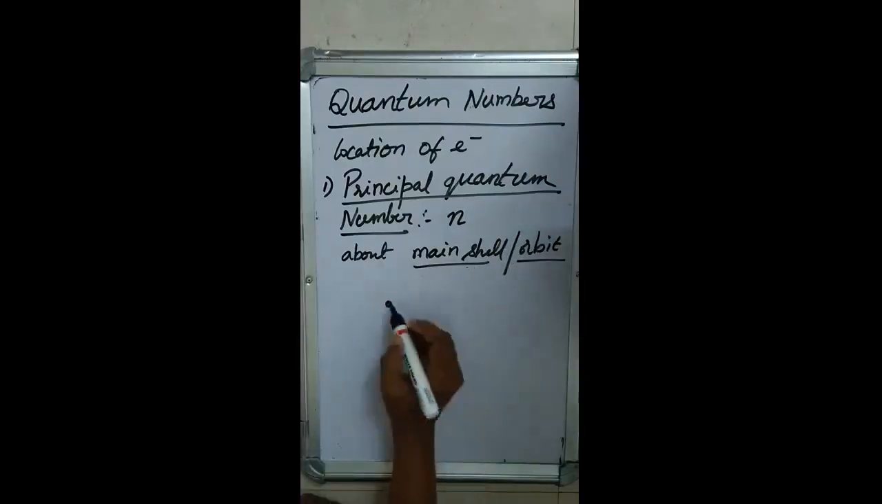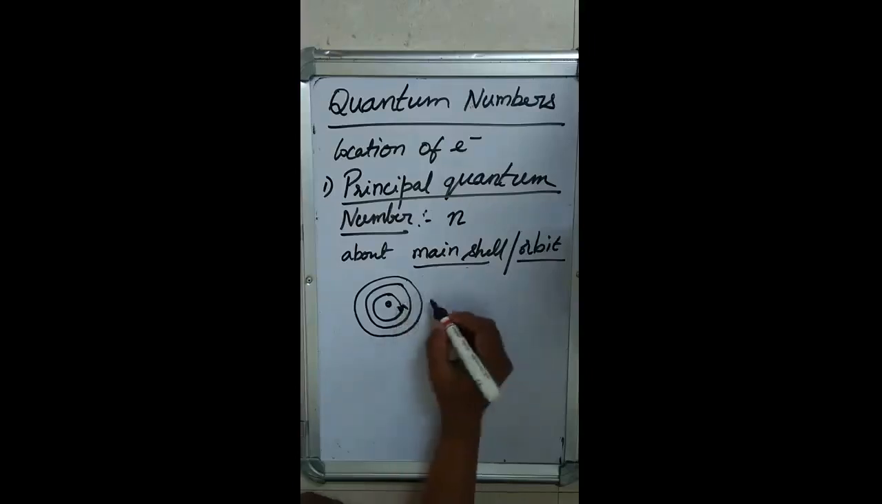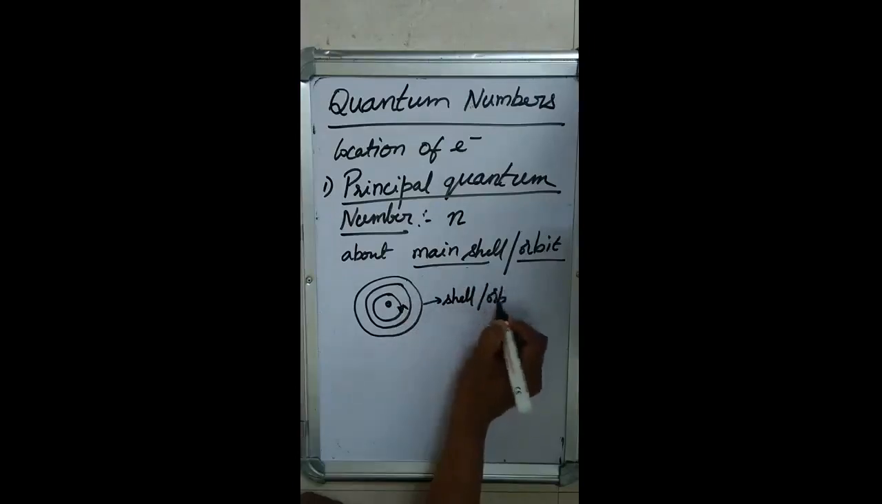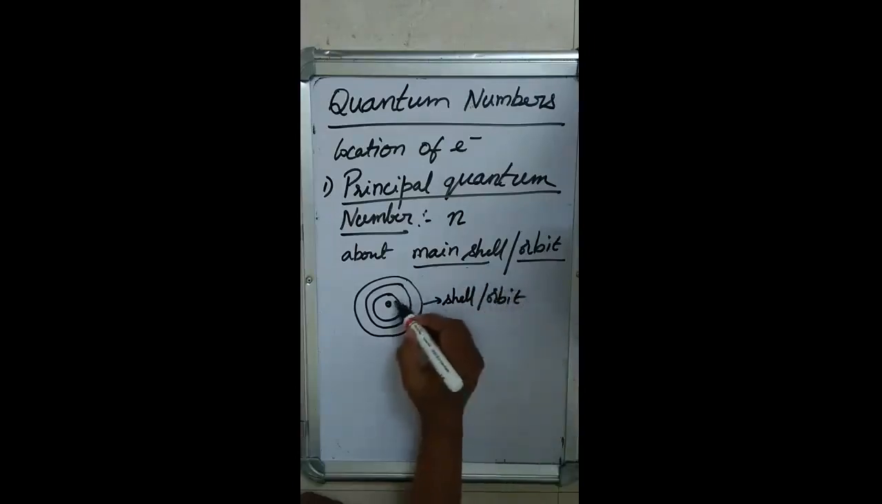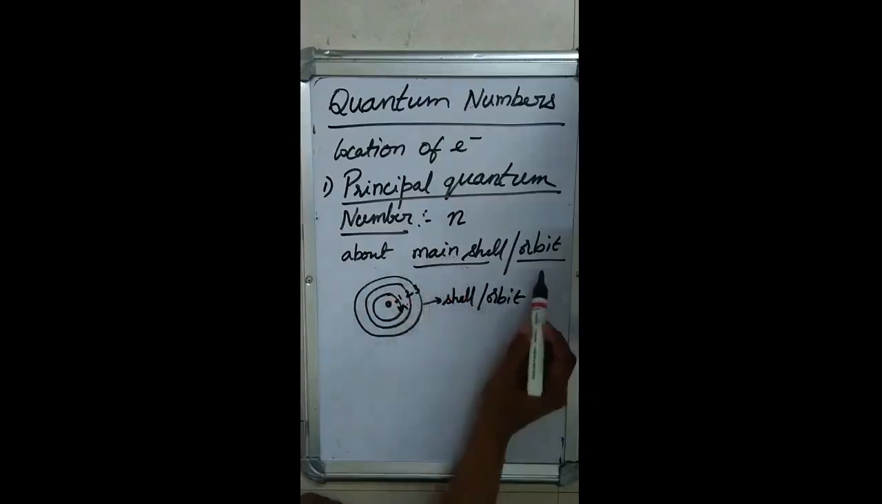Suppose this is a nucleus. Now electrons revolve around the nucleus like this. These circles are called shells or orbits. So n is equal to 1, n is equal to 2, n is equal to 3. If I draw one more circle, then it is called n is equal to 4. So the principal quantum number gives the information about the main shell or orbit to which the electron belongs.